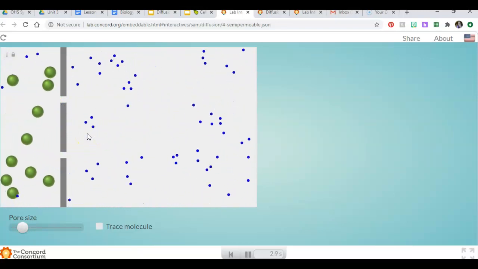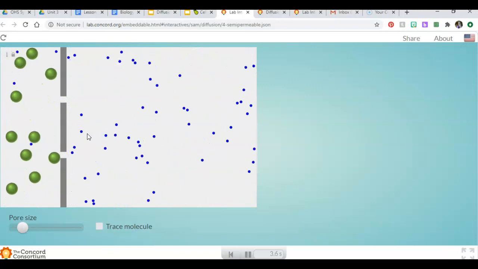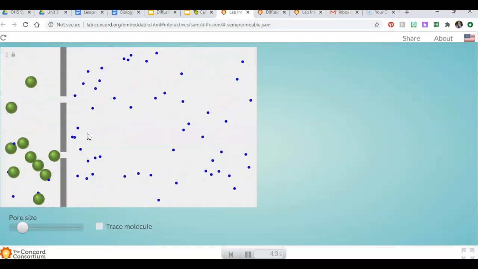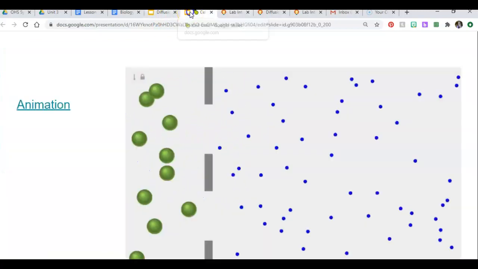So the cell membrane doesn't let everything through. It only lets some things. Water is one of those things that it can get through really easily, okay? Because water is really, really small.